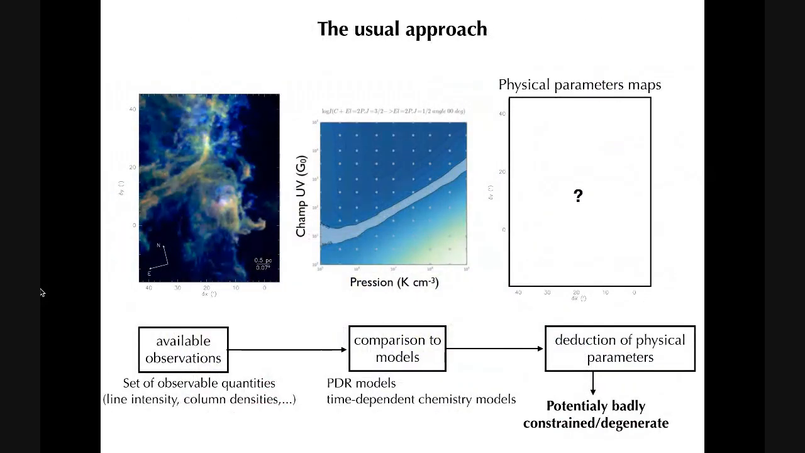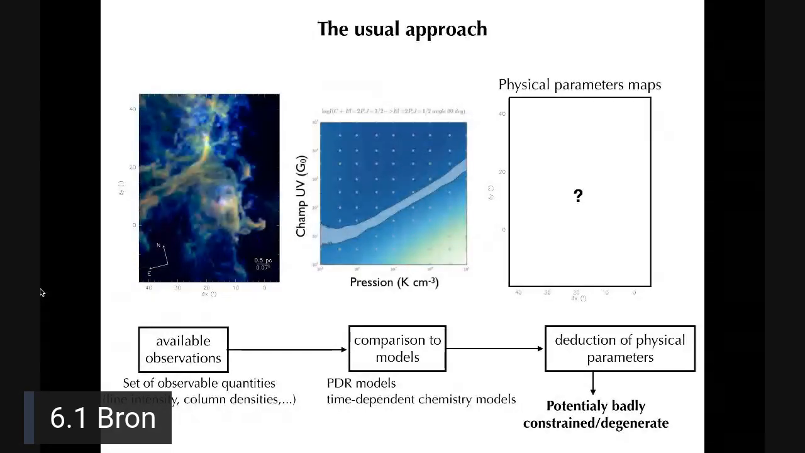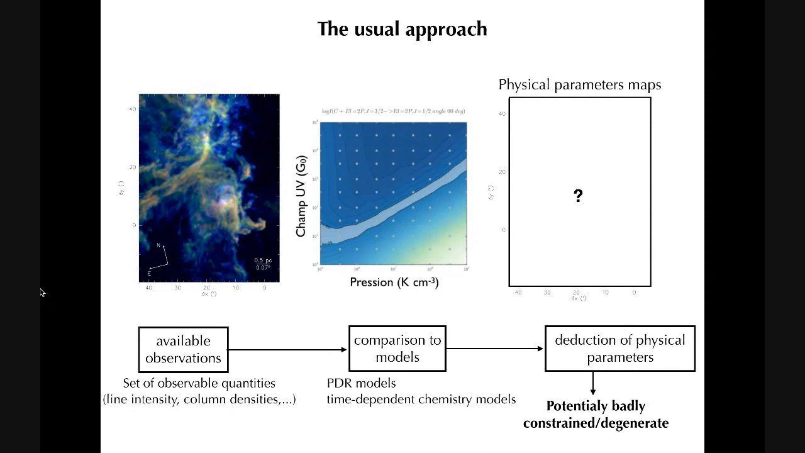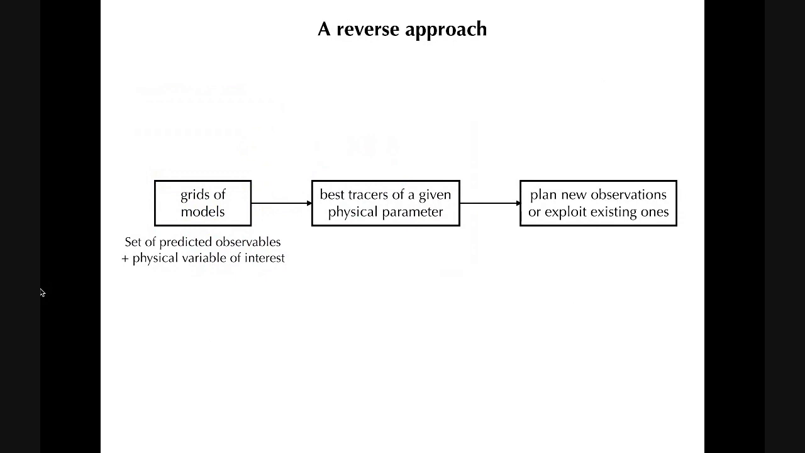So the usual approach to try to determine some unobservable parameter from chemical models is that we have some observations of some lines, we compare ranges that fit the observations, and we try to reconstruct a map of the physical parameters. The problem is that if the lines that we have are not sufficient to constrain the parameters, we can't get any information. So here we try to use this noise.